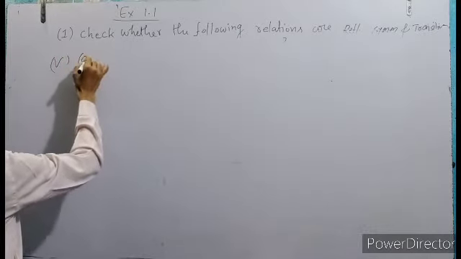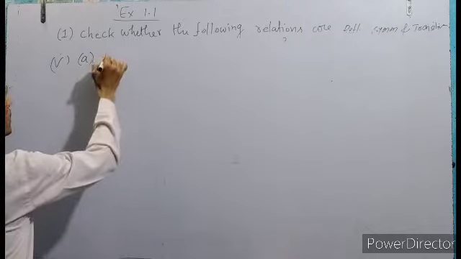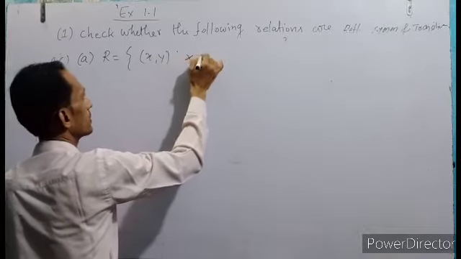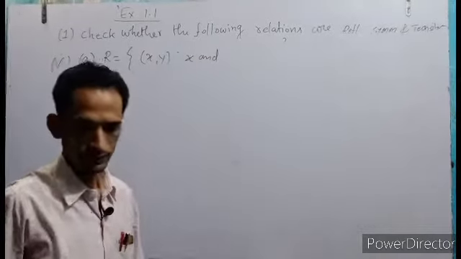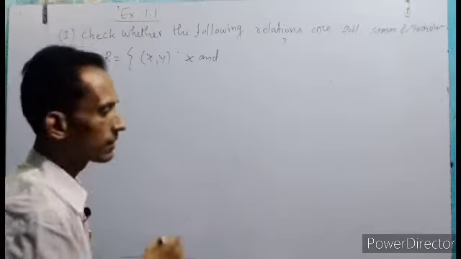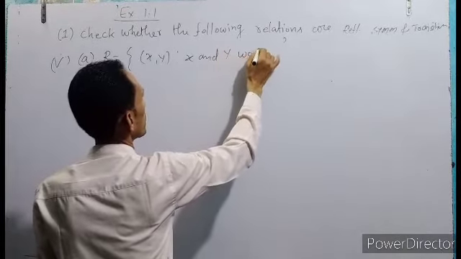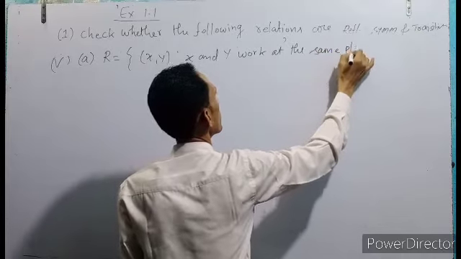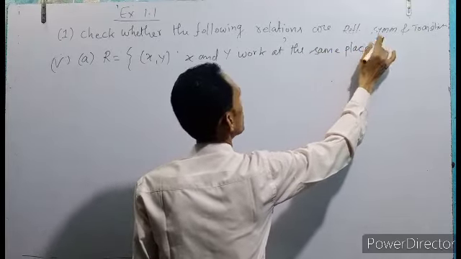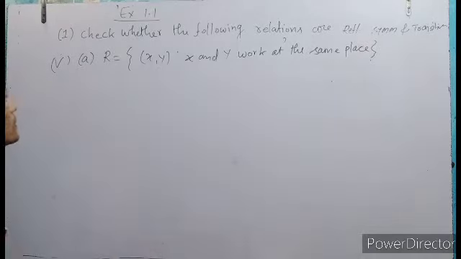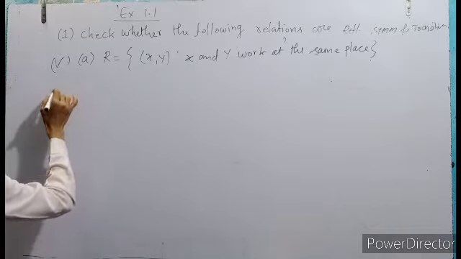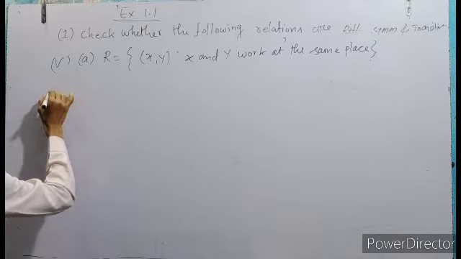Okay, now come to the fifth one, part A. R is given as (x, y) such that x and y work at the same place. How can we define that? One by one I am doing it. First, for reflexive, first one.